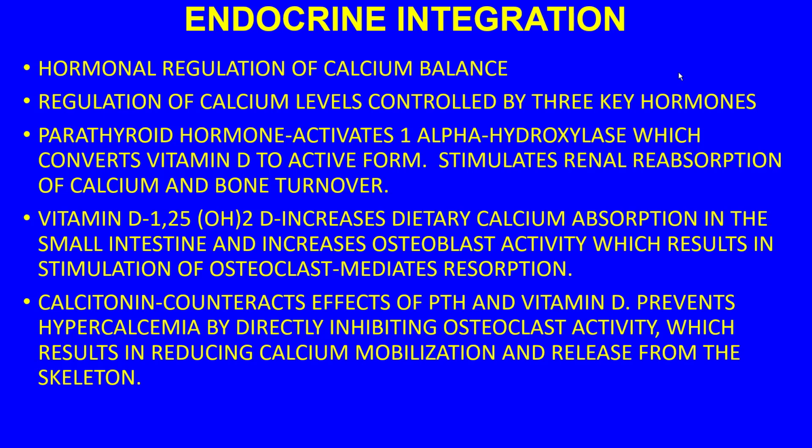We spent a whole section previously on this. PTH is going to activate 1-alpha hydroxylase, which is going to convert vitamin D to its active form. It will also stimulate renal reabsorption of calcium and also bone turnover. Vitamin D in active form is 1,25-OH2D. This increases dietary calcium absorption in the small intestine and increases osteoblast activity. Now, this is going to result in stimulation of osteoclast-mediated resorption. Okay, so it's a little bit of a roundabout way of doing it, but it works.